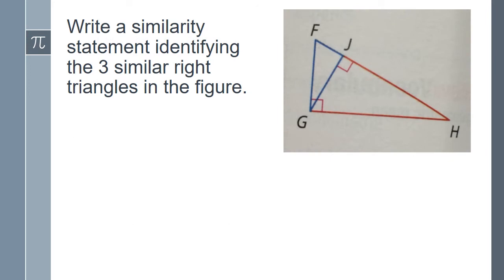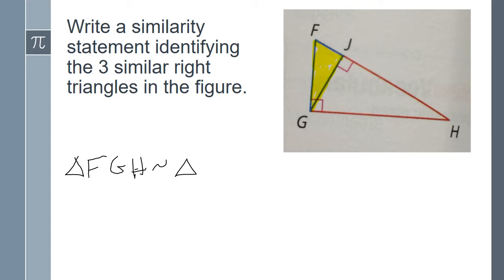All right, we want to write a similarity statement identifying the 3 similar right triangles in the figure. So the first one I always start with when I have to do this is the biggest one. So I'm going to go triangle FGH. Now that's going to be similar to triangle. And then the next one we're going to do, I'm going to take this one right here. So this one here that was blue, now that I've colored yellow, is the next one we're going to put in there.